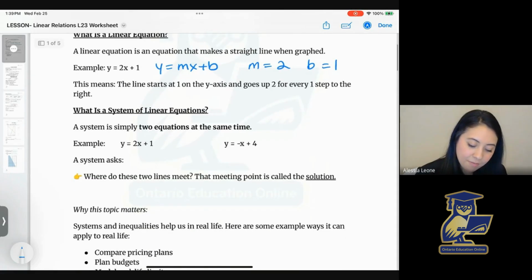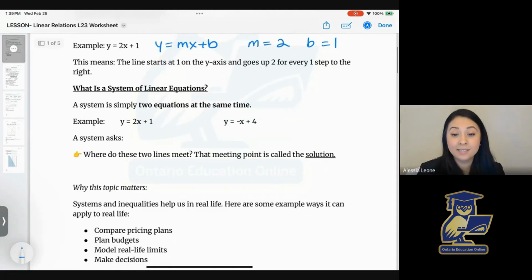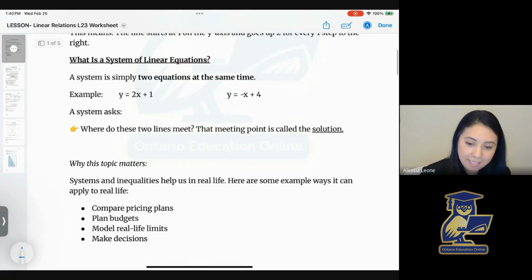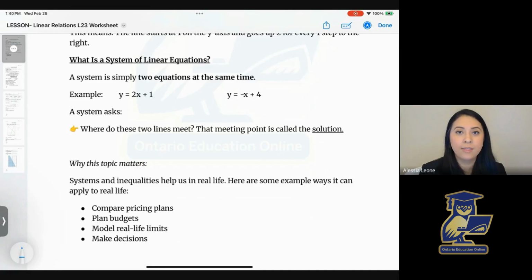What is a system of linear equations? A system is simply two equations at the same time. So when you think about a linear system, it's just a graph with more than one line on it. So here's an example: y equals 2x plus 1, y equals negative x plus 4. Those are two equations. That means we have two lines. A system always asks, where do the two lines meet? The meeting point is called the solution.